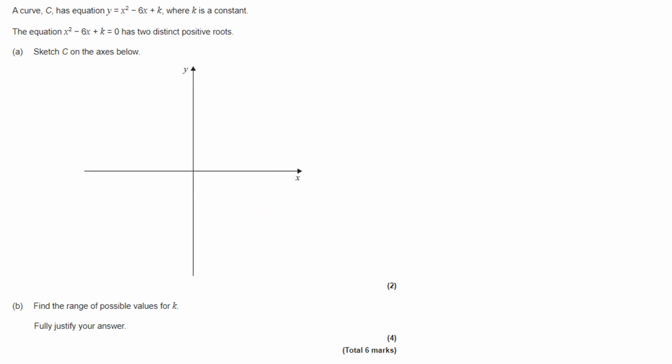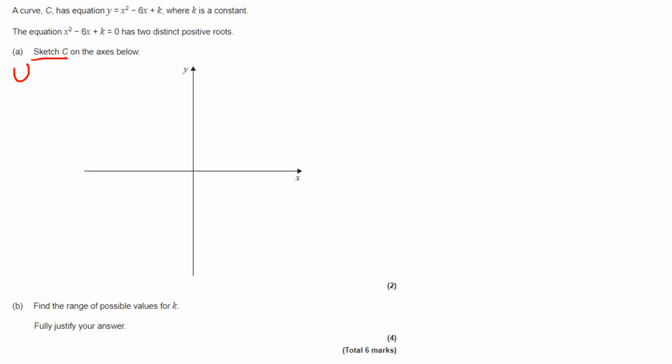Okay, let's bring the graphs back into it. So we've got a curve with an equation, x squared minus 6x plus k, that has two distinct positive roots. So we want to sketch this. Now, what do we know? For a sketch, we need to know shape.